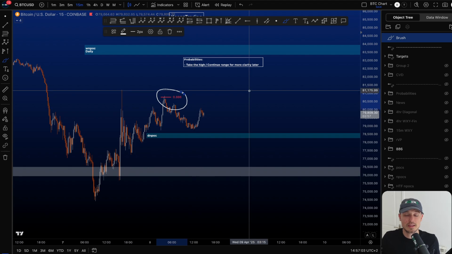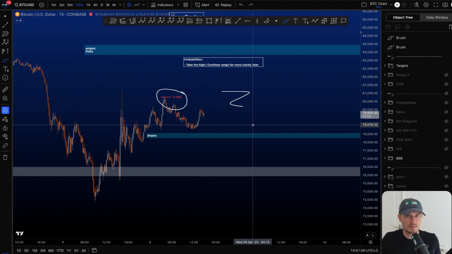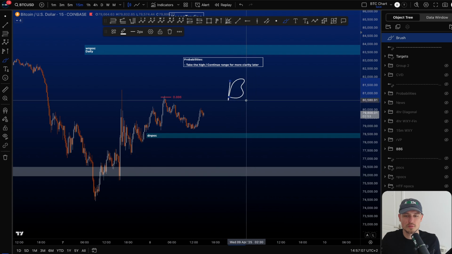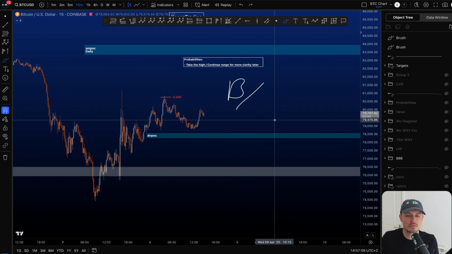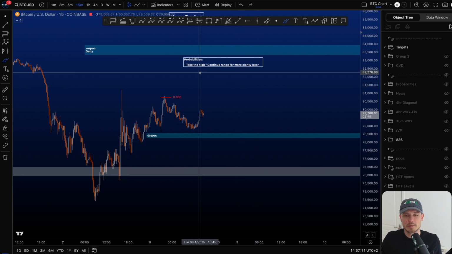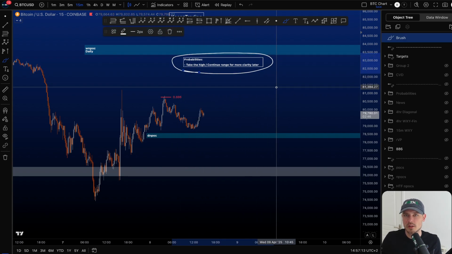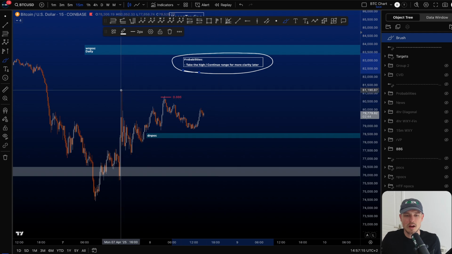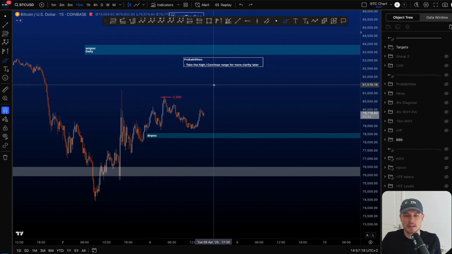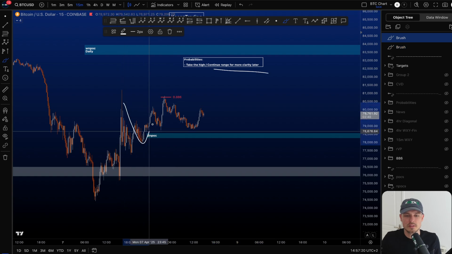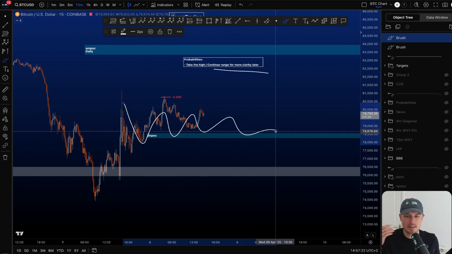Reason is that the 886 is a very rare target for a wave 2. It is more common for a wave B or a wave X or other corrective structures, but that means that the probabilities at the moment locally on the 15-minute are higher to take out this high and, as a bare minimum, at least continue ranging for more clarity later.